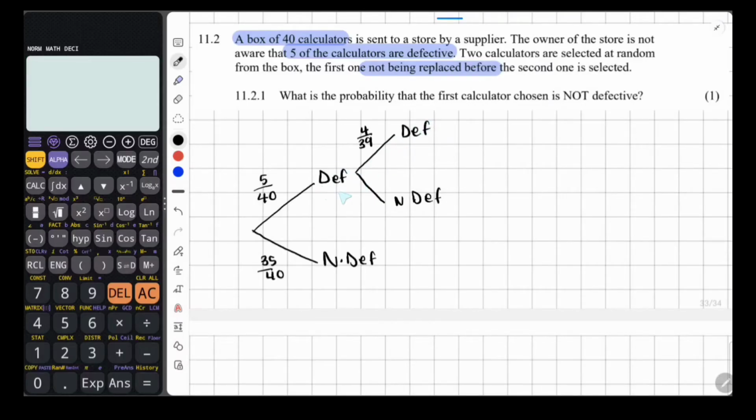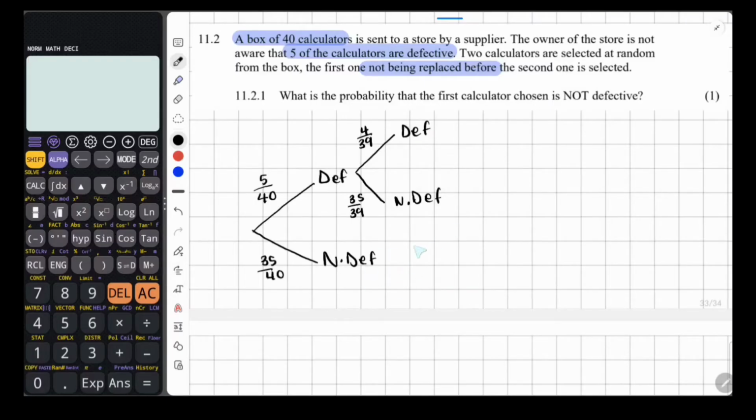Then, again, if they chose a defective calculator, what is the probability that they would pick out a not defective calculator? The not defective ones were not touched. Only the defective one was touched the first time, was picked out. So it means that there are still 35 not defective calculators, but out of a total of 39 because one defective calculator has been picked out.